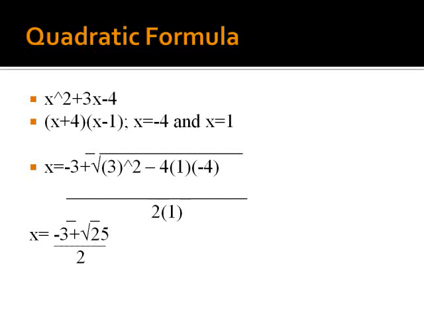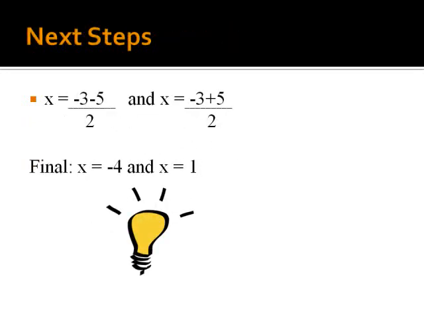Plug in your numbers where they belong from the equation before. Simplify what is inside the square root. Take the square root of 25. You will now have two equations due to the square root of 25, which is plus or minus 5. Simplify both fractions. You will have solutions -4 and 1.